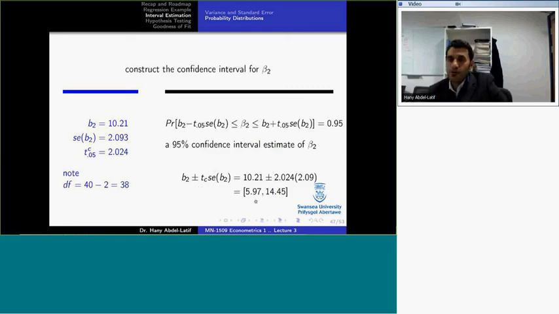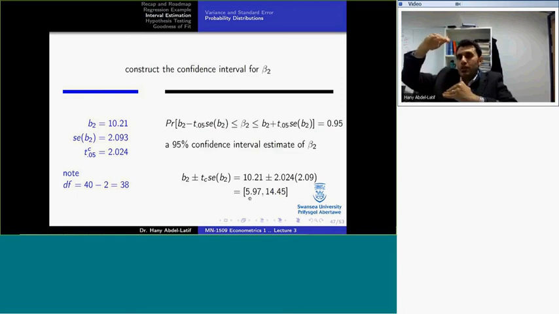By doing that, now just see, that's the lower bound of the confidence interval, which is 5.97, and this is the upper bound, which is 14.45. So the value that we have from the estimation for beta 2 is 10.21, and the confidence interval is 5.97, the lower bound, and 14.45, and B2 is 10.2.